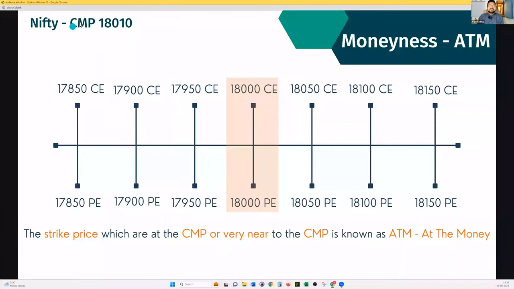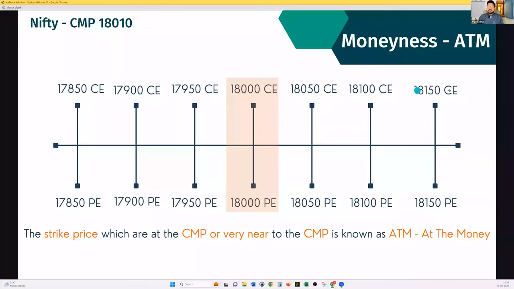Now Nifty is trading at 18,010. Which strike price is near to 18,010? Come on, guys, type your answers in the chat box. The 18,000 strike is near to the current market price. So this strike, 18,000, is known as ATM. The 18,000 strike will have both call as well as put. So the 18,000 call option and 18,000 put option are ATM.